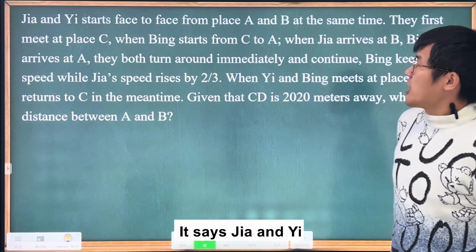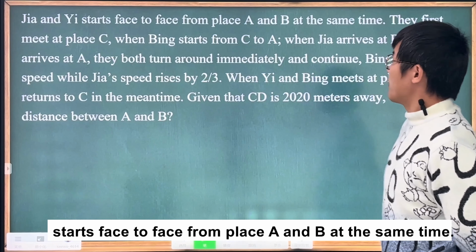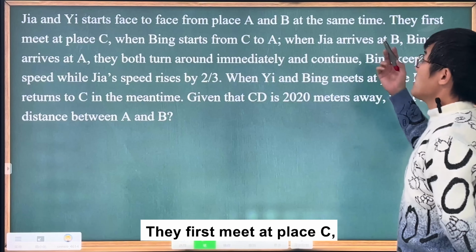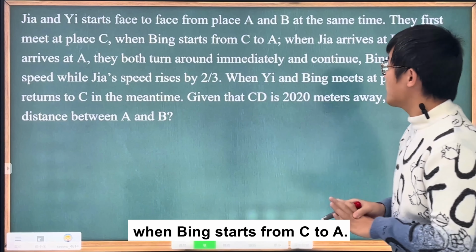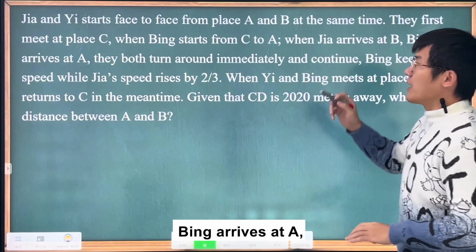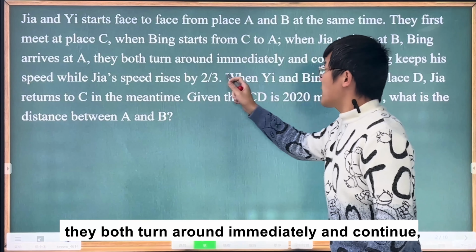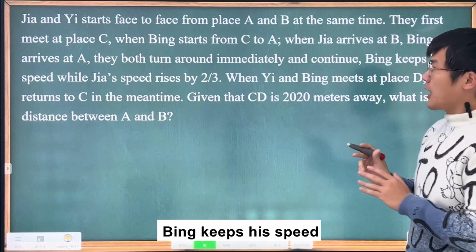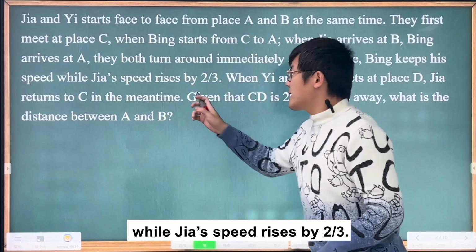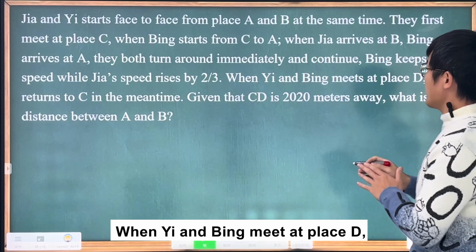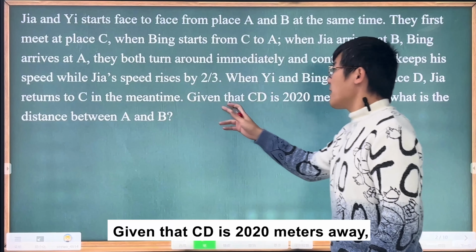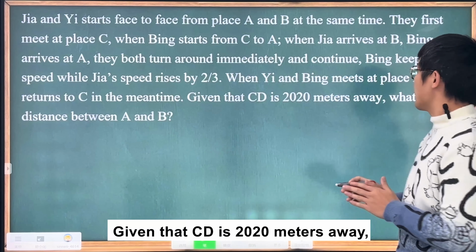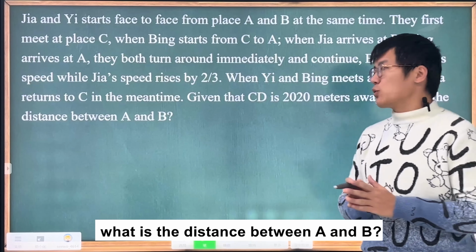Okay, it says Jia and Yi start face-to-face from place A and B at the same time. They first meet at place C, one being start from C to A. When Jia arrived at B, Bing arrived at A, they both turn around immediately and continue. Bing keeps his speed while Jia's speed rises by 2/3. When Yi and Bing meet at place D, Jia returns to C in the meantime. Given that CD is 2020 meters away, what is the distance between A and B?